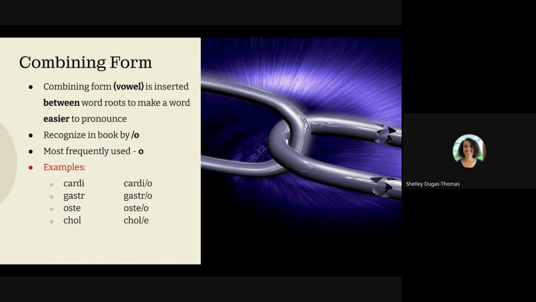So, how do we connect these parts? That's where combining vowels come in, the O, and you'll see a slash in front of it. Why the O? It's entirely about phonetics. It makes the word roll off the tongue during high stress, fast paced environments like the clinical setting. So these are just some common uses of the combining form. You have in cardio, gastro, osteo, chole, and you see an exception, E versus an O, but it's typically an O.